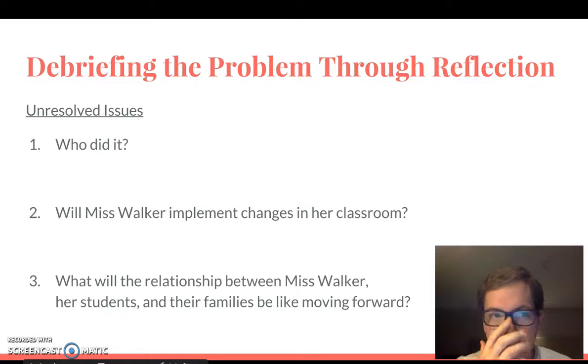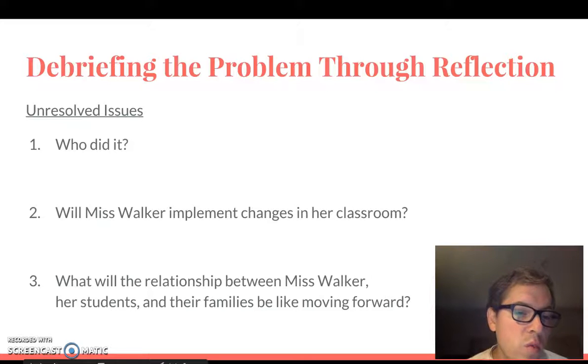Finally, I had some unresolved issues. Again, we still don't know who did it. Secondly, will Miss Walker implement the changes in her classroom? That's going to be a follow-up process that the building administrator has to follow through to make sure those changes occur. It doesn't seem like through the case study that happened the first time.